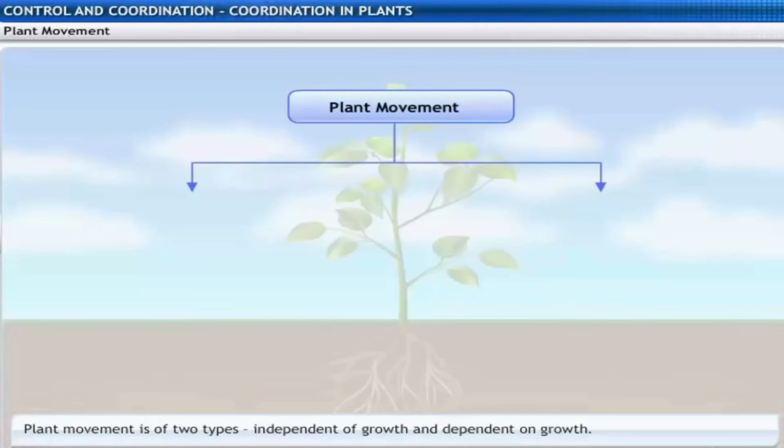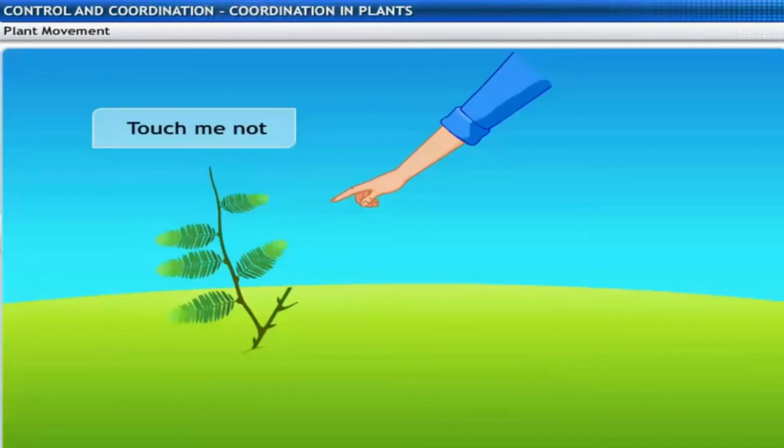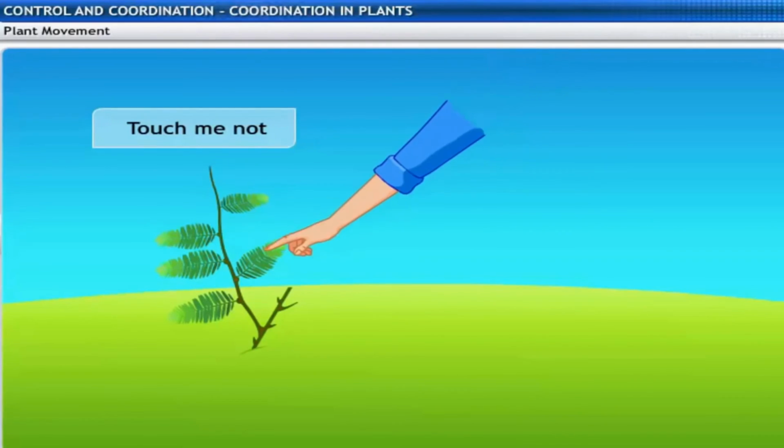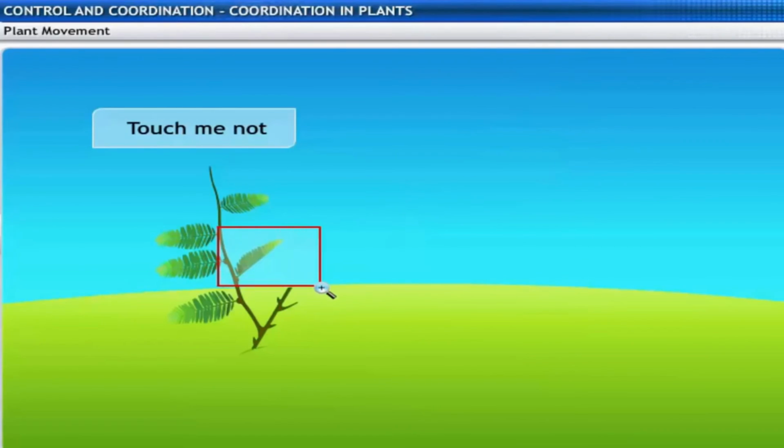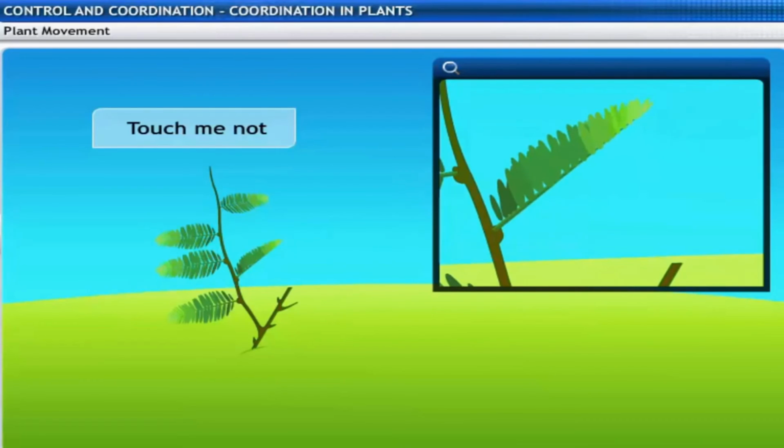Plants show two different types of movement, one independent of growth and the other dependent on growth. For example, the touch-me-not plant of the mimosa family folds up and droops when touched. The leaves of the sensitive plant move quickly in response to touch, but this movement is not associated with any growth.